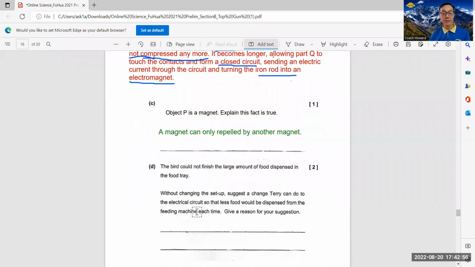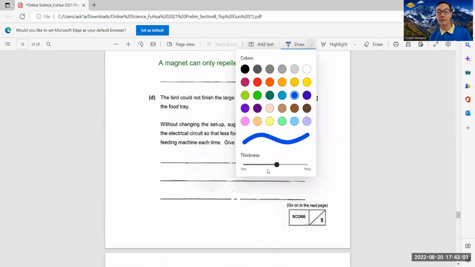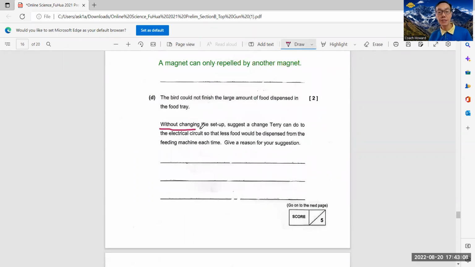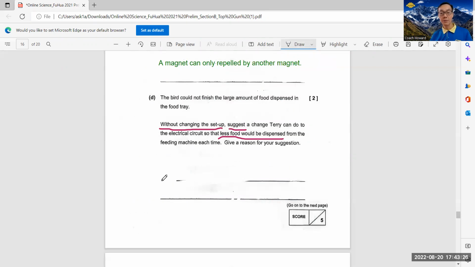Okay, next. The bird could not finish the large amount of food dispensed without changing the setup. You must underline this part, because some students change the setup. So they say without changing the setup. Suggest a change so that less food will be dispensed. Give a reason for your suggestion. Okay, so there are two ways. You notice there are two batteries now, so instead of using 2, you can use 1. The other one is to reduce the number of coils.